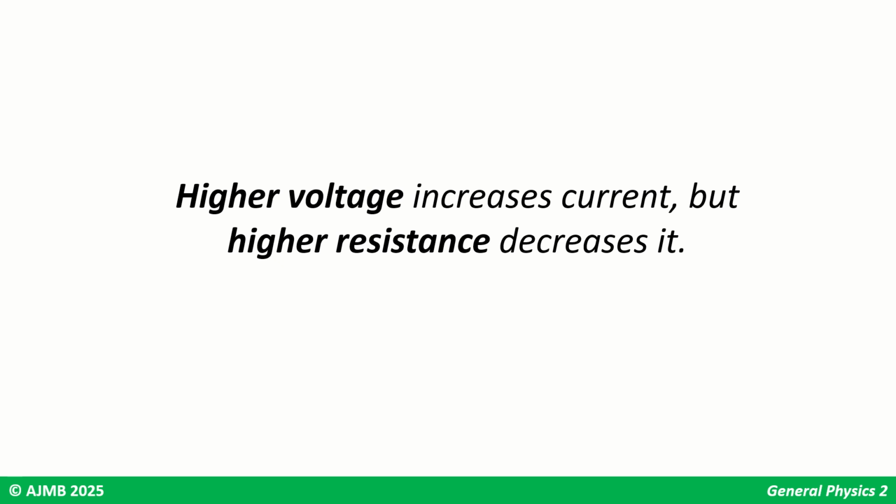But if you have more resistance, especially if the resistors are connected in series, the result is that it decreases the amount of water that is able to flow. There is a decrease in current if you have higher resistance. So you can say that the relationship between current and resistance is inverse, or there is an inverse relationship between the two.